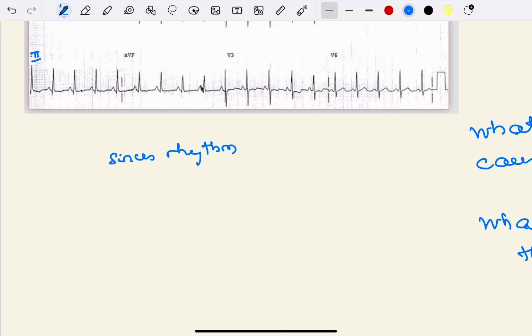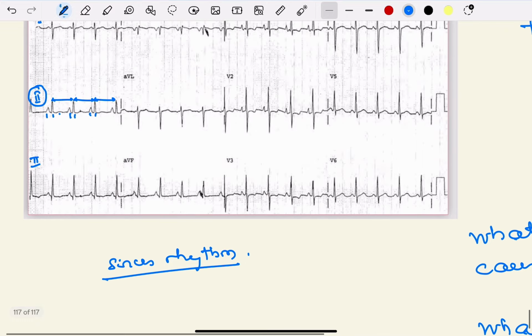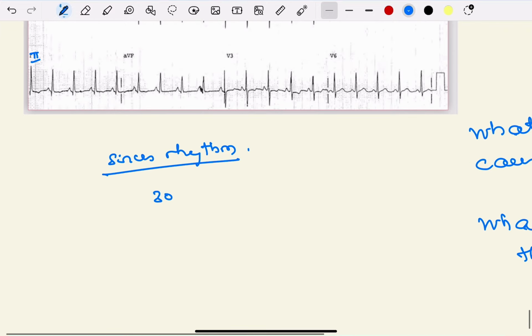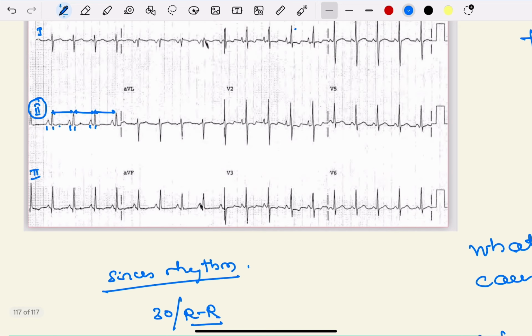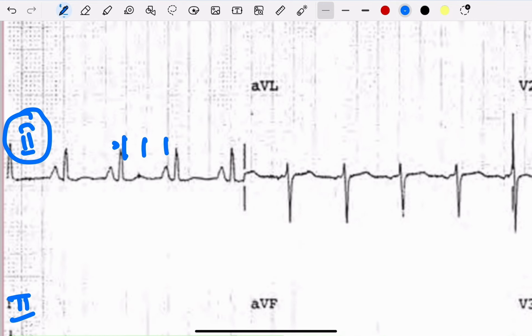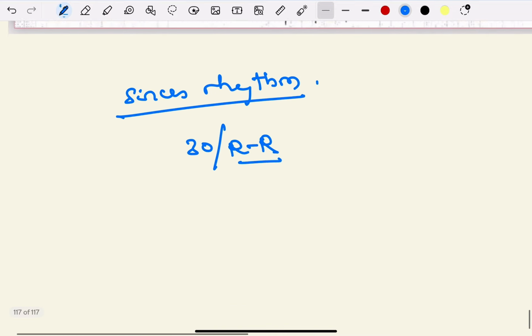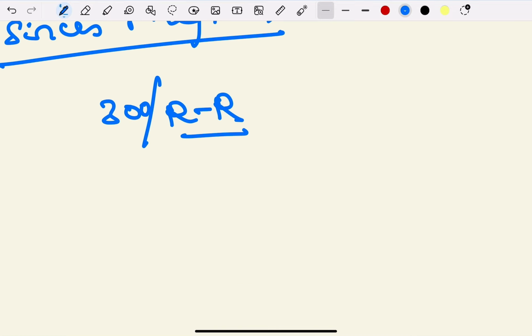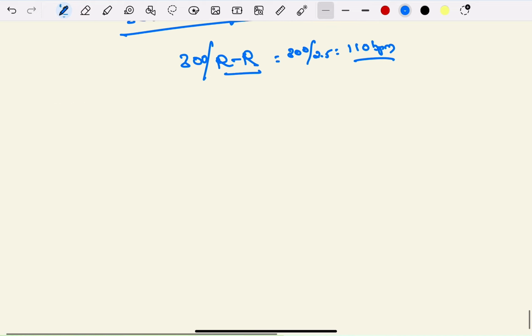After knowing the rhythm, we have to calculate the rate. Once it is in sinus rhythm, rate is calculated easily by 300 divided by the number of big boxes between R waves. So how many boxes are there? Let us count. This is one box, two boxes, almost 2.5 boxes. So 300 divided by 2.5; 2 means 150, so 2.5 comes to around 110 to 120. Let's take it as 110 to 120 beats per minute. And the rate is done.